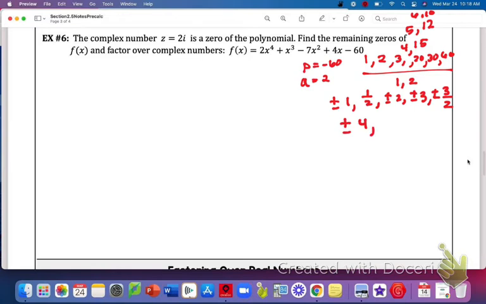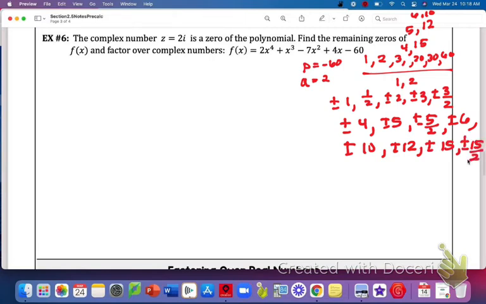4 over 2 already taken care of. 5 over 2. 6 over 2 already have covered. 10 over 2 is already covered. 12 over 2 is already covered. 15 over 2, 20. All right, oh my goodness. 20 over 2 is already covered. 30 over 2 is already covered. And 60, I guess, is the last one. Oh boy, that's a lot of possibilities.